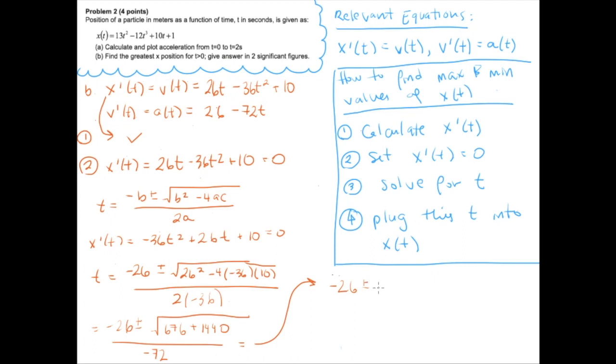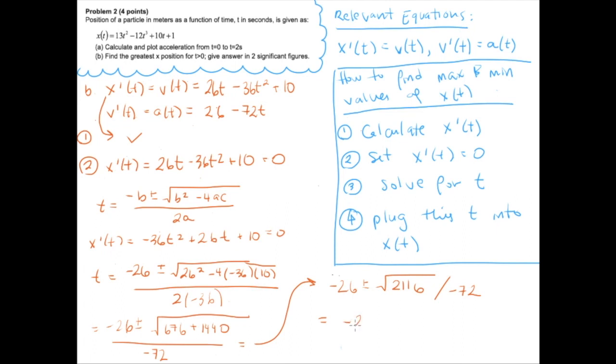All right, so we have minus 26 plus or minus the square root of 2,000 something. I forget what it is. I'm about to write it in a sec. This little pause is probably me typing that into my calculator. There we go. 2,116 divided by minus 72. Again, don't forget your negative sign in the denominator.